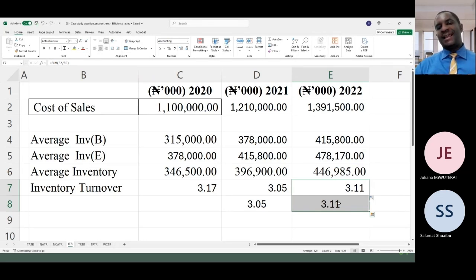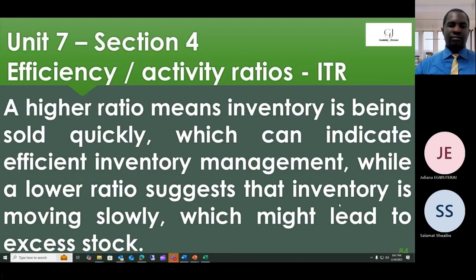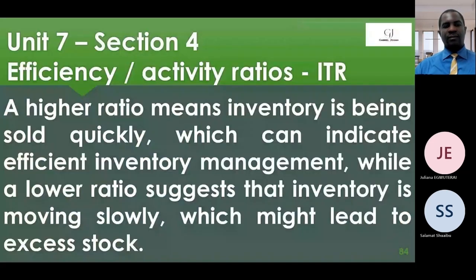There was no stockpile in the store. There was no inventory that was not moving out. So it's a good scenario for Dan Kabir. And the higher ratio like we have indicates that inventory is being sold quickly, which can indicate efficient inventory management.